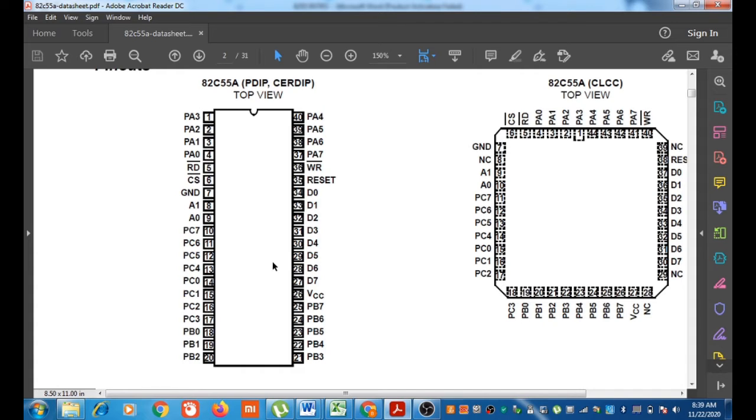Then you can see pins named PC0 to PC7 and PB0 to PB7, then PA0 to PA7.